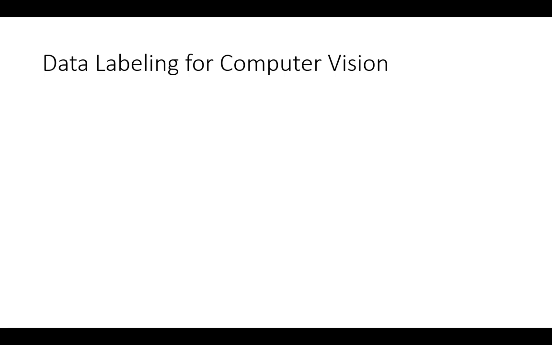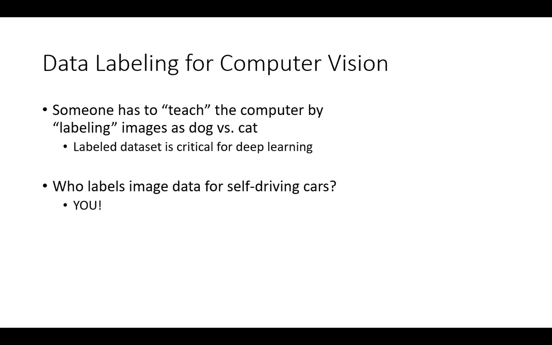And computer vision is a type of supervised learning, which means that you need to have the correct answers, the correct Y values, and somebody has to label the data for the computer to learn. Someone has to actually teach the computer by labeling images as dogs and cats in the dogs and cats data set. Labeled data set actually is critical for deep learning for any kind of computer vision.